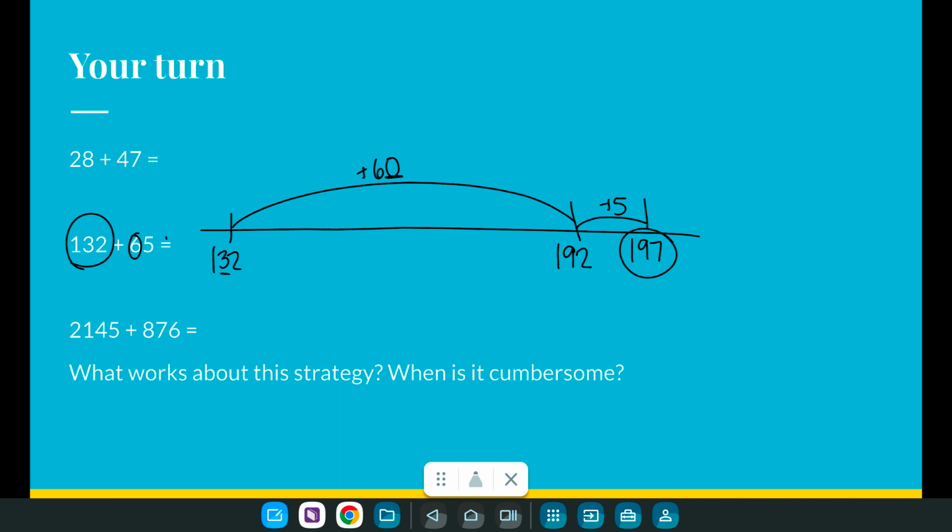So having an extra place value in 132 doesn't throw me off because I'm starting with that and chunking the second number. Again here, actually, I think I'm not going to do this one on a number line. We might do something like this: 2145 plus 800, 2945.